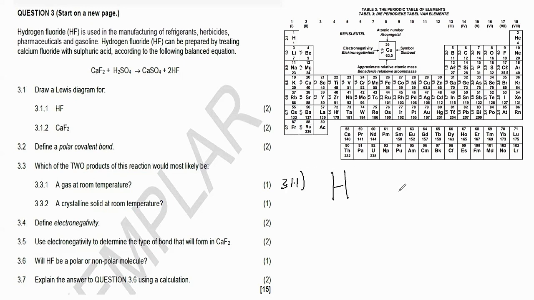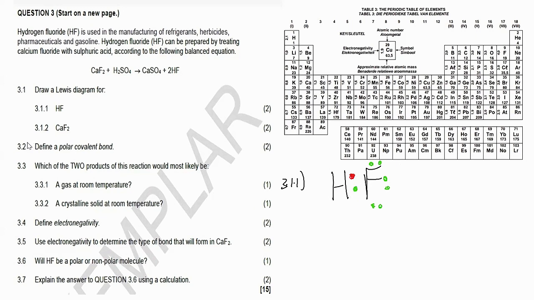You have your hydrogen with one valence electron, so indicate the valence electron of hydrogen. Then we have fluorine, which has 7 valence electrons: 1, 2, 3, 4, 5, 6, 7. And just like that, we can see that now we have a complete orbital with fluorine having 8 electrons around it, and hydrogen only having 2. Remember, hydrogen is an exception. It only needs a maximum of 2 electrons in order to fill its orbital.